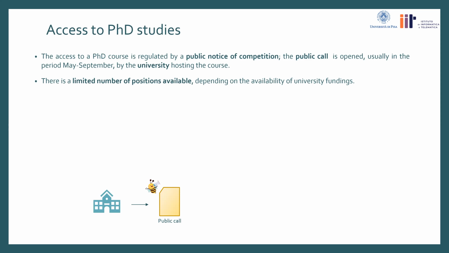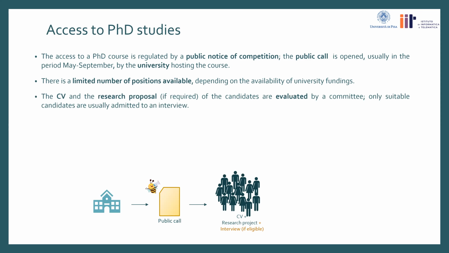So how is the access to PhD studies regulated? To access a PhD, there's a public notice of competition, normally between May and September, and the public call is opened by the university hosting the course. There is a very limited number of positions available to each consortium or to each university, normally not much more than 10 positions, with fundings, of course, because there are other positions that I will give you an insight into later.